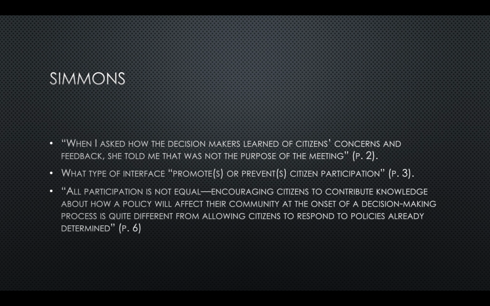And Simons's point is that all participation is not equal. Encouraging citizens to contribute knowledge about how a policy will affect their community at the onset of a decision-making process is quite different from allowing citizens to respond to policies already determined. And so this is about designing systems, and for her, it's designing a feedback and comment policy for the EPA, but it's about designing systems with users and participants at the center.